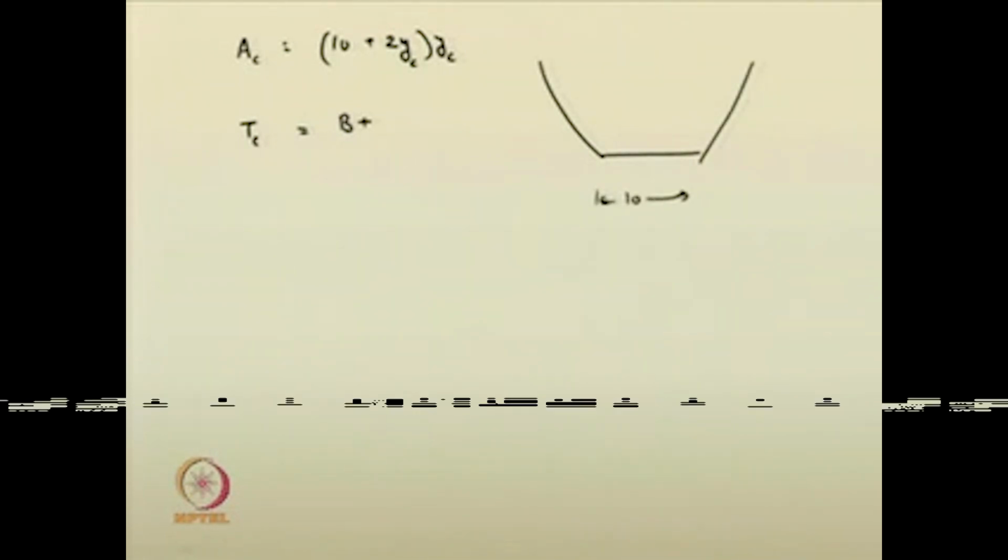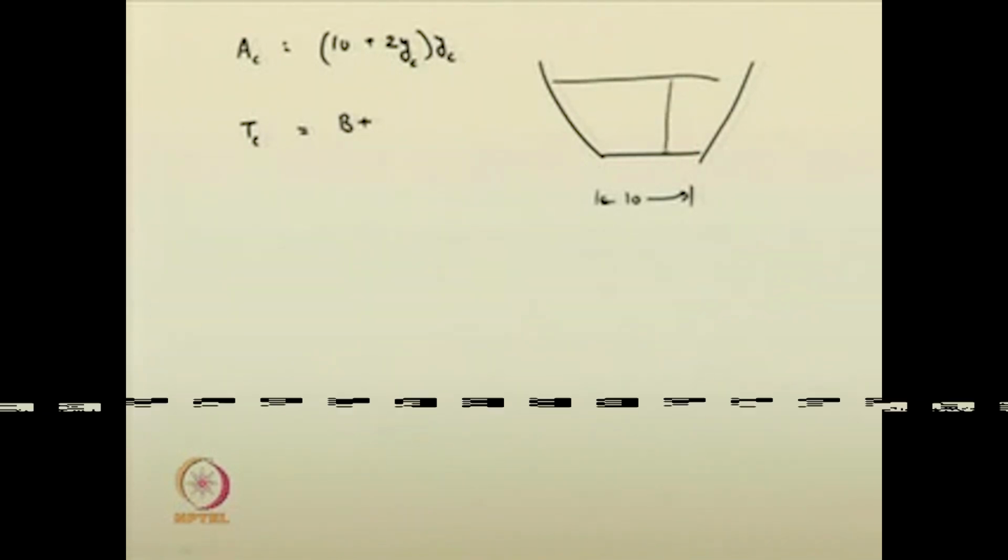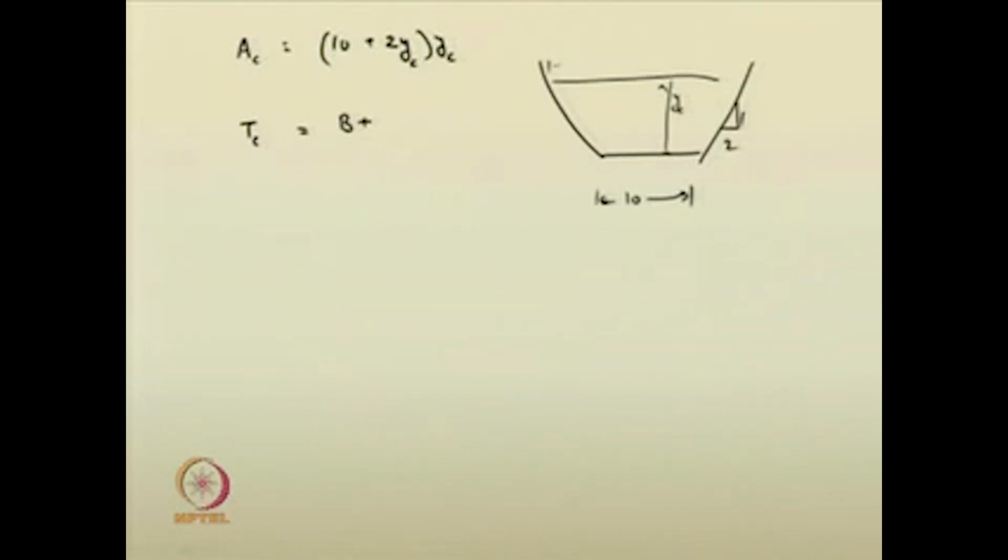A c is equal to 10 plus 2 y c into y c, T c is equal to, let's recall the trapezoidal channel, this is 10, this is your critical depth y c, this is 1:2, this is your top width T c. So, T c will be nothing but B plus 2 b y c, that is 10 plus 4 y c.